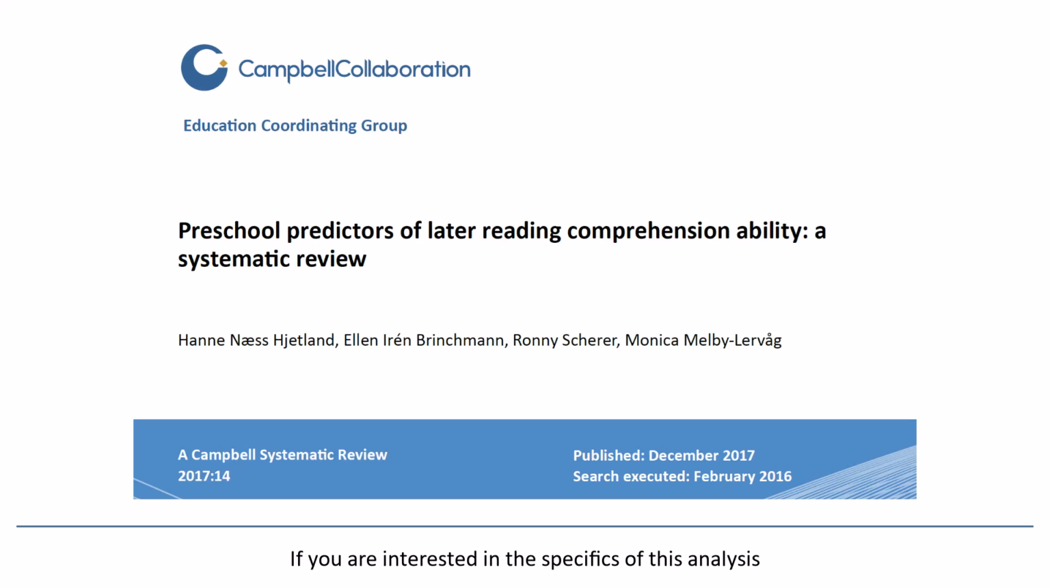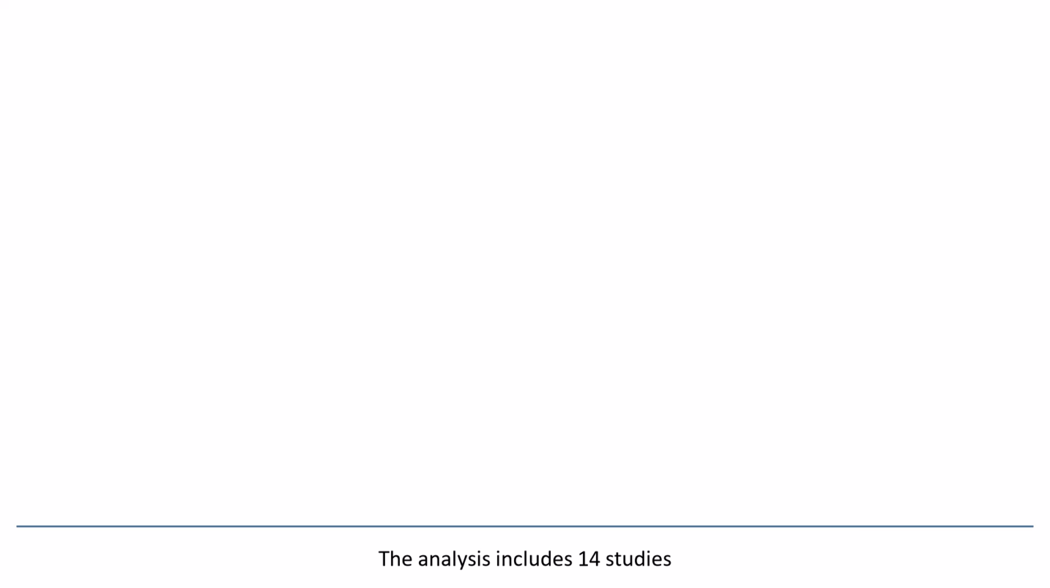If you're interested in the specifics of this analysis, please don't rely on this video, but consult the original paper, which can be accessed via the Campbell Library. The systematic review included multiple analyses. Here, I'll be replicating the one that they called Analysis 4. In this case, the predictor is the child's rhyme awareness at the younger age, and it's being used to predict word recognition at a later age. The analysis includes 14 studies.